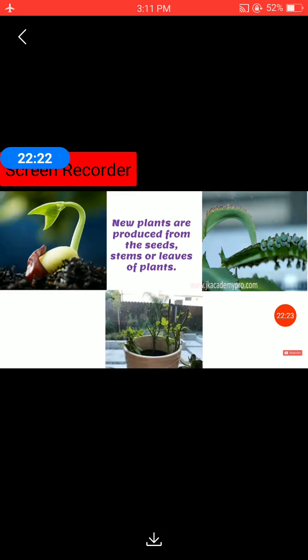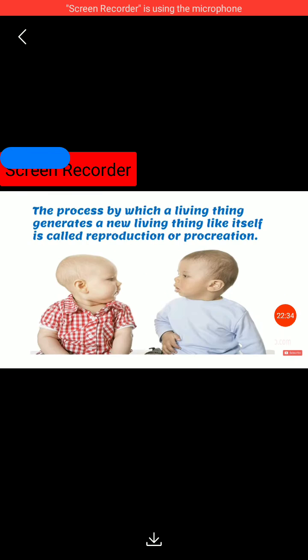New plants are produced from seeds, stems or leaves of a plant. How is a plant produced? Either from the seeds, stems or leaves of the plant. Now, the process by which a living thing generates a new living thing like itself is called what? Reproduction or procreation. So, the process by which a living thing gives birth to a new living thing like itself is called reproduction, or you can say procreation.